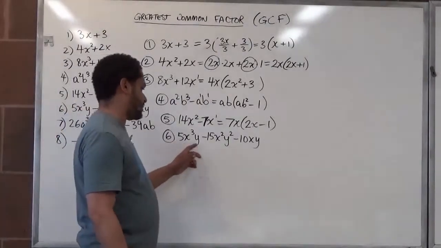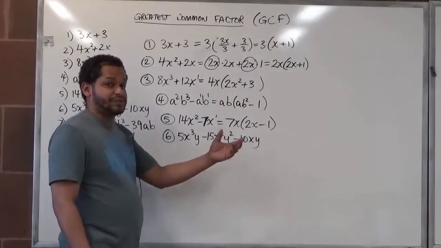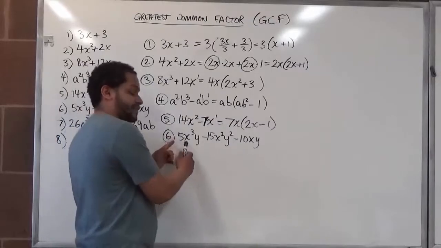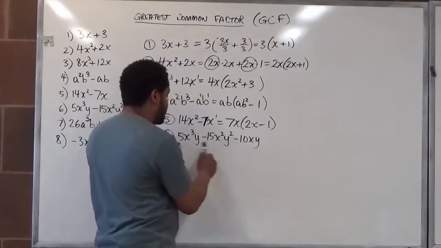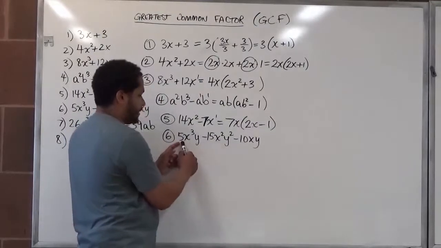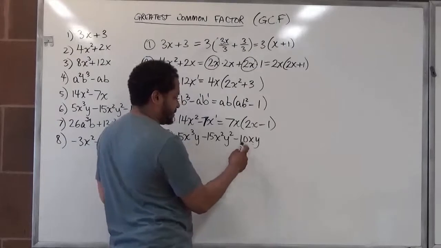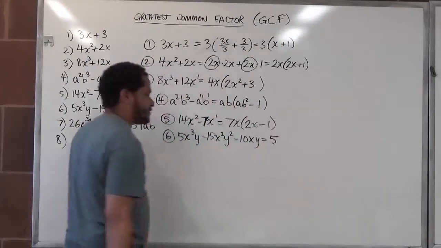First off, we have a positive, negative, negative. So because the leading coefficient is positive, we're not extracting the negative that seems to be the majority here. We only extract it if it's the leading term's sign. As far as the numbers go, they're all multiples of 5, right? Because 5 is 5 times 1, 15 is 5 times 3, and 10 is 5 times 2. So we know the greatest common factor for the numbers is just 5.